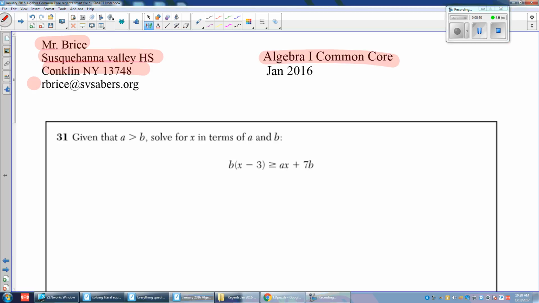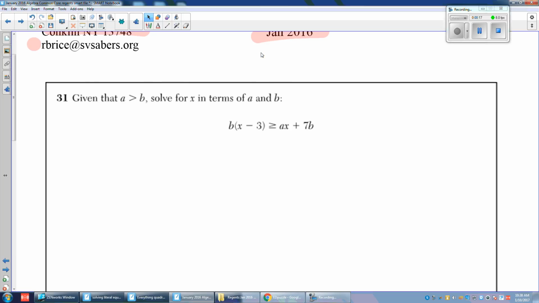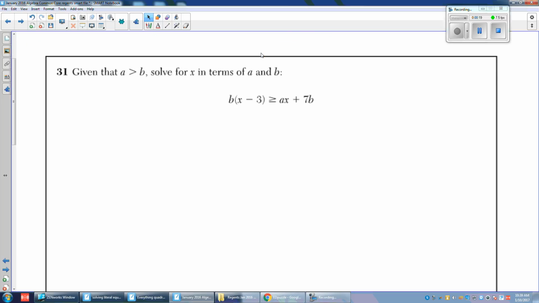And we're studying for the Algebra 1 Common Core Regents. We're going over the January 2016 actual questions. This is the first open response question, number 31. Given that a is greater than b, solve for x in terms of a and b.